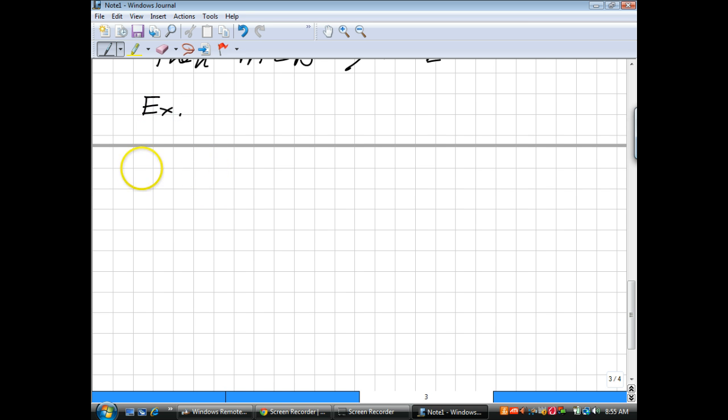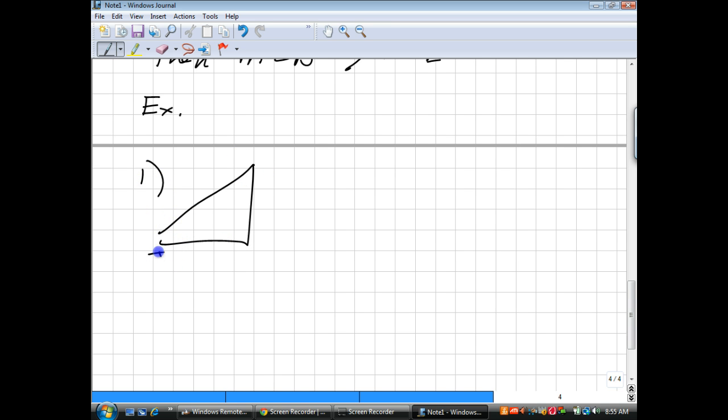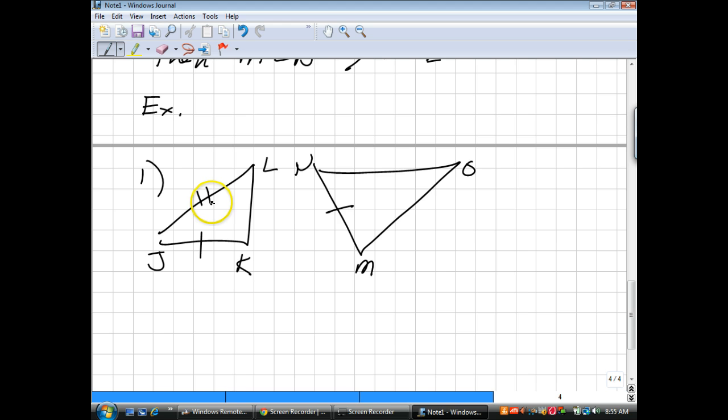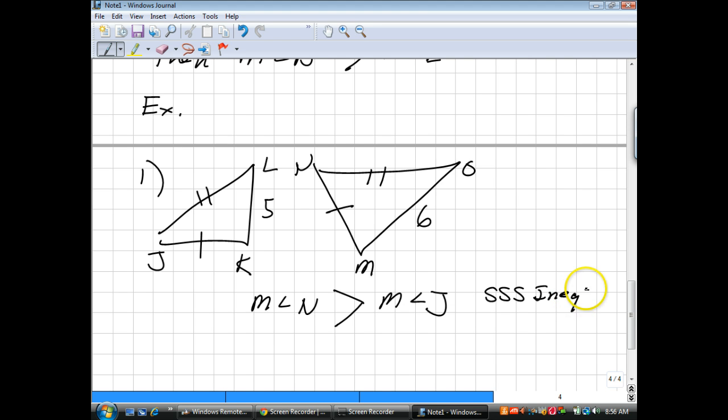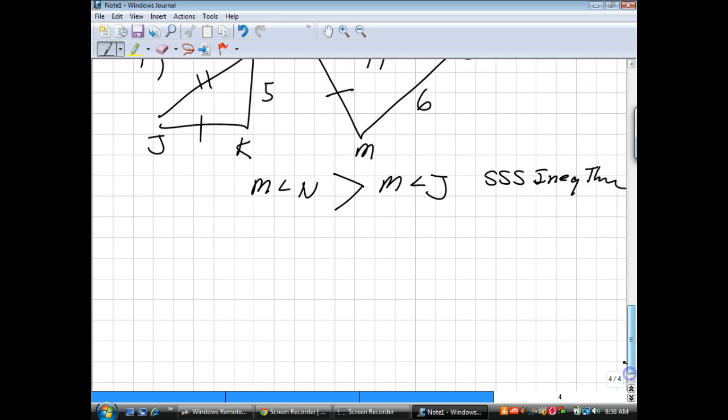Okay, so let's say example 1. Let's say I have triangle JKL and I have triangle MNO. And I know that JK is congruent to MN, and I know that JL is congruent to NO. Okay, and I know the length of LK is 5, and the length of OM is 6. Then I can say that measure of angle N has to be greater than measure of angle J by the side-side-side inequality theorem.